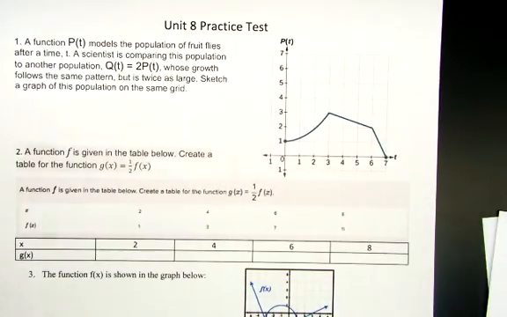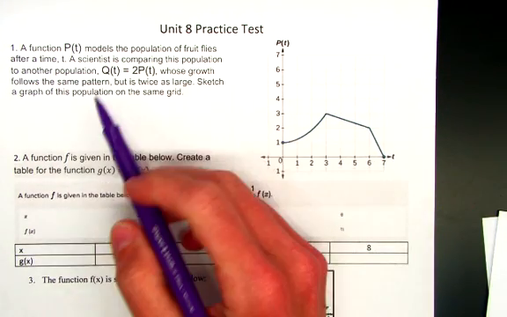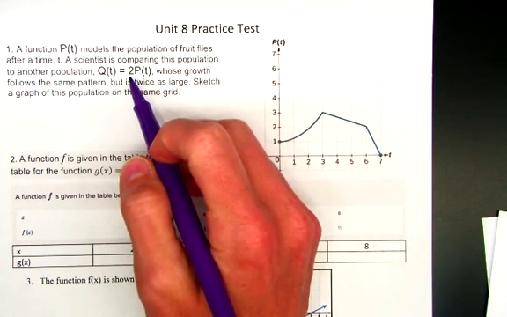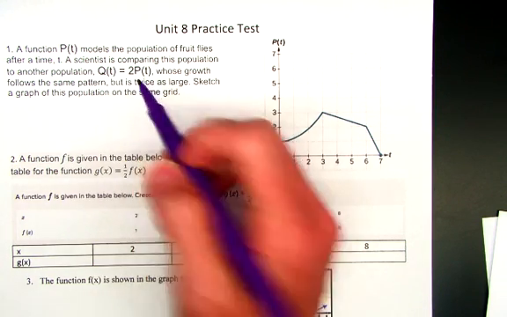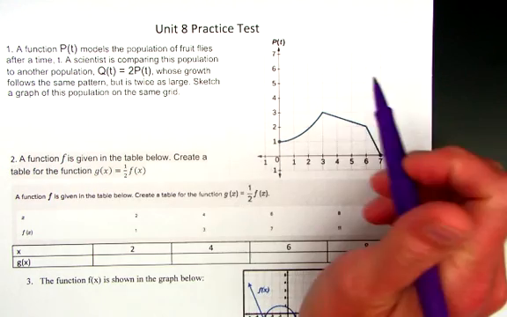All right, so we have this function given over here, p of t, and the scientist is comparing the population to some other population that's twice as much. So remember, if we have this 2 on the outside, what's going to happen is that every single y value for every point is going to double.